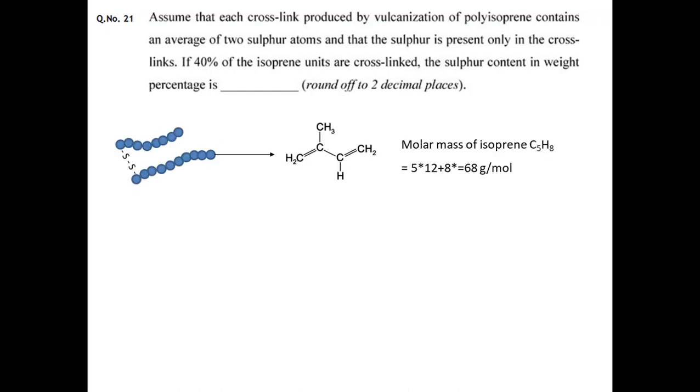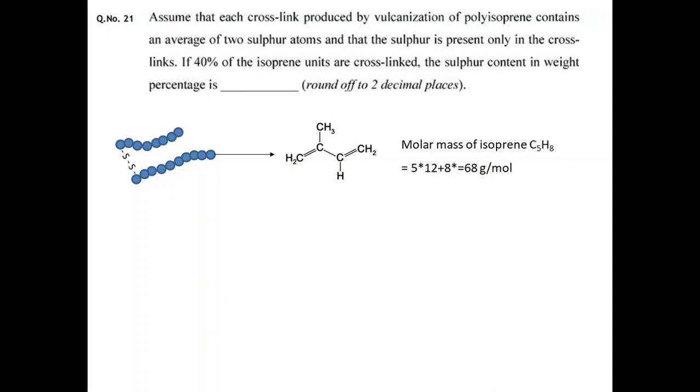In question 21, we need to calculate the sulfur content in the cross-linked polyisoprene. Vulcanization is the common method to cross-link rubber material. In this, sulfur is added to rubber and when properly mixed, it is heated to desired crosslink temperature. Once crosslink is formed, then the sulfur bond connects two monomers from either similar or different chain.